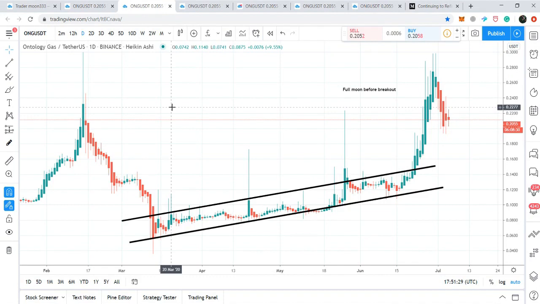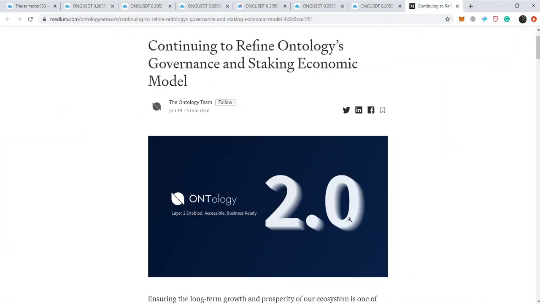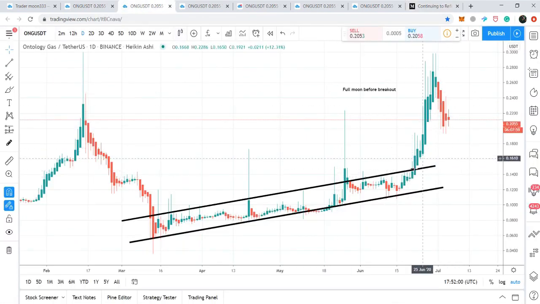Now, if we see the current movement of Ontology Gas on the daily chart, the price action just formed an up channel after the middle of March, and it was moving within this channel very well. And finally here, when we had the announcement on the 19th of June, the price action at that time was just hitting the resistance of this channel and trying to break out, and it turned more bullish after that announcement, which was added on this site by the team of the Ontology blockchain, and the price action turned bullish and broke out of this channel.